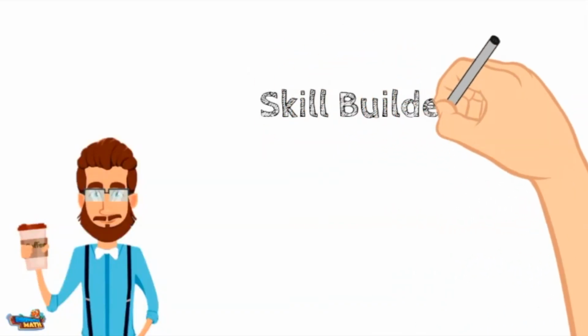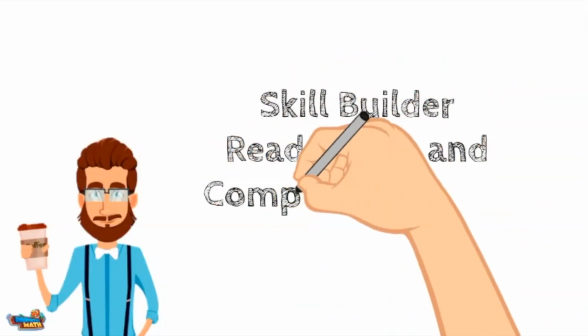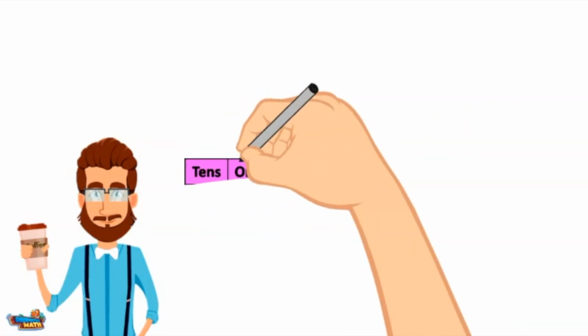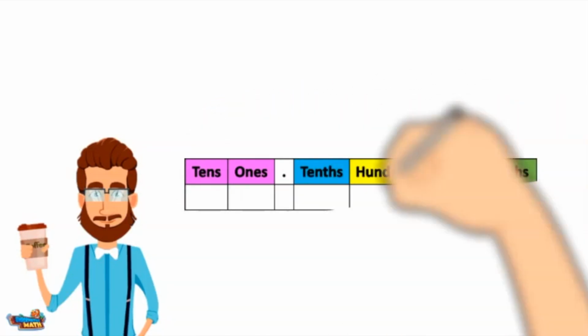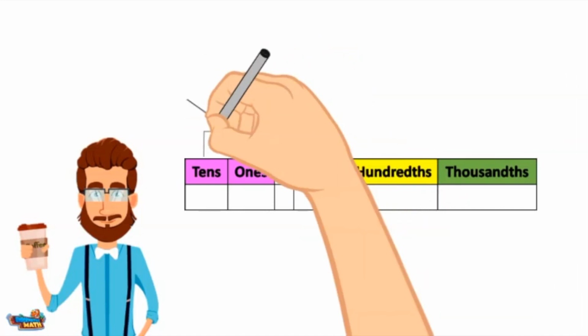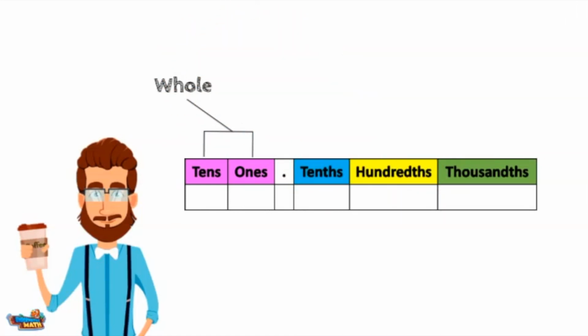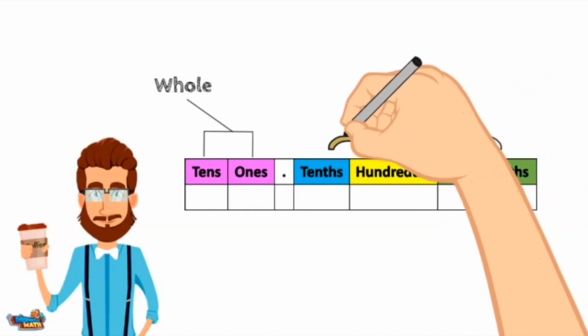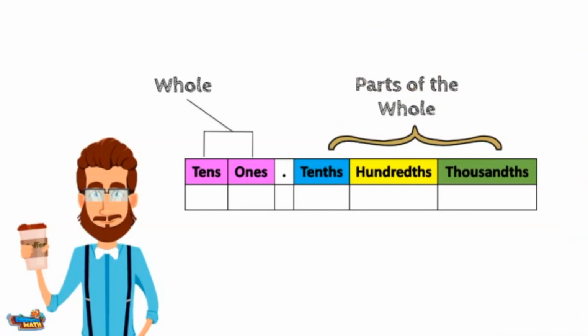Today's skill builder covers reading, writing, and comparing decimals. Decimals are numerical values that represent a whole plus some part of a whole. On a decimal place value chart, we can see the digits before the decimal point represent the whole. This is shown in the ones, tens, hundreds place, etc. The digits after the decimal represent the parts of a whole, such as a tenth, hundredth, or thousandth.